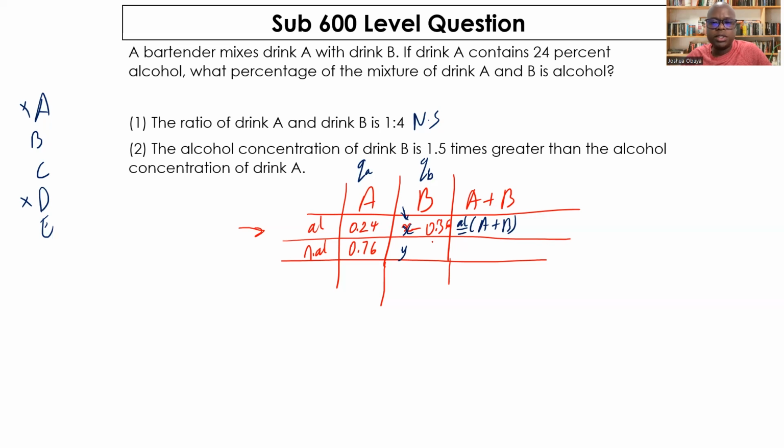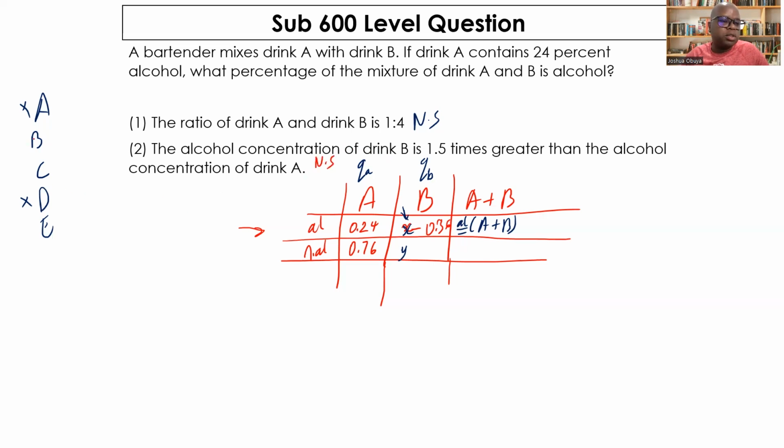But does it tell us what the quantities are? No. We know that this is a concentration. So the quantities that we'll have in each of these, we don't know how these quantities mix together to form the mixture. If you have too much of A or too much of B, it will lead to a different alcohol concentration of A plus B. Therefore, this can give us multiple answers. Therefore, this also is not sufficient.